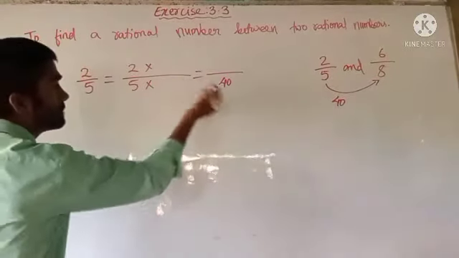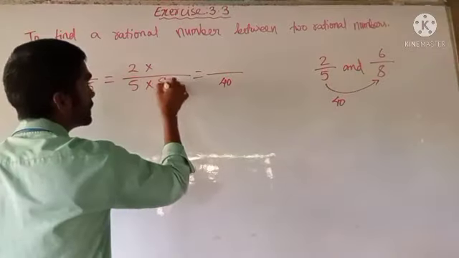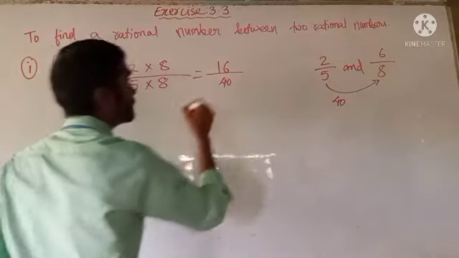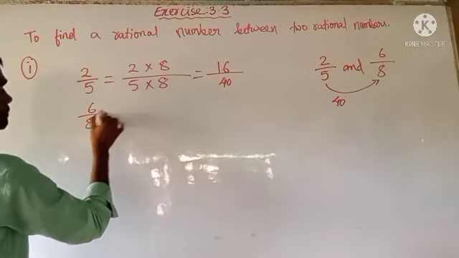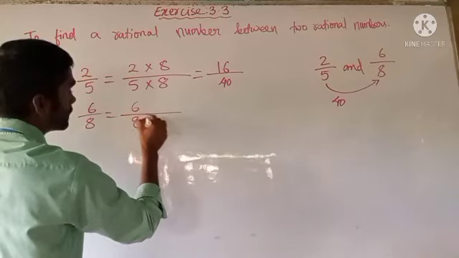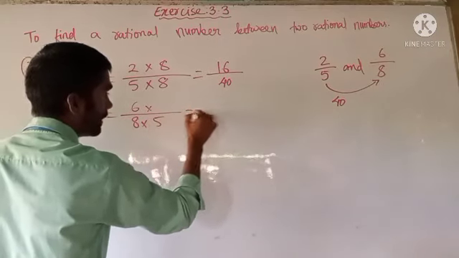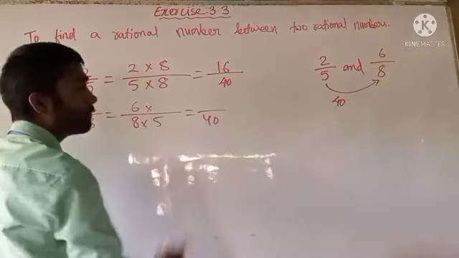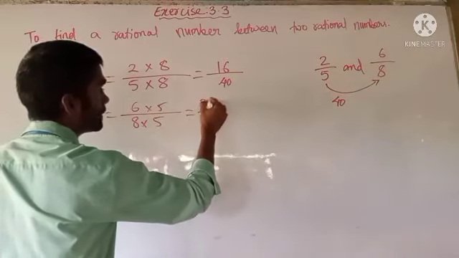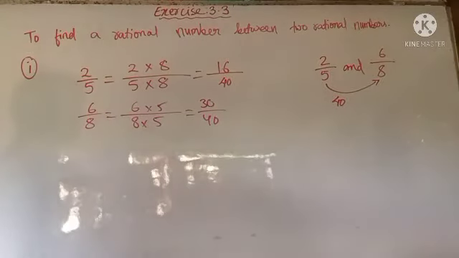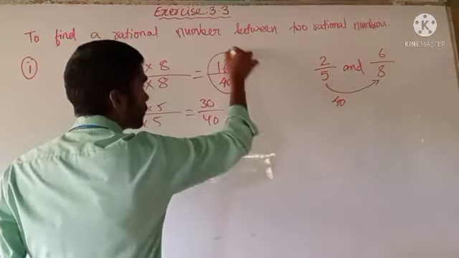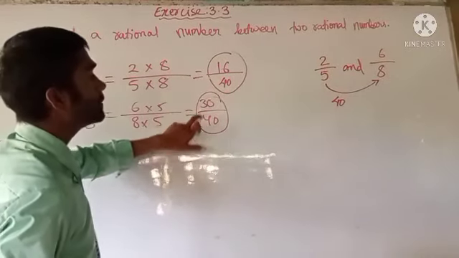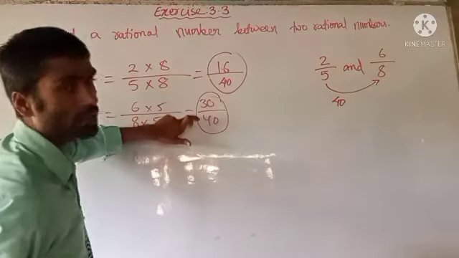And 5, how many times will we multiply in order to get 40? That is 8 times. That same 8 you multiply here: 2 into 8, 16. Now again 6 by 8. Here we will multiply by 5 in order to get the denominator as 40. That same 5 will multiply here, that is 6 into 5, 30. So here we got 16 by 40 and 30 by 40 as like fractions. Now these two are like rational numbers.